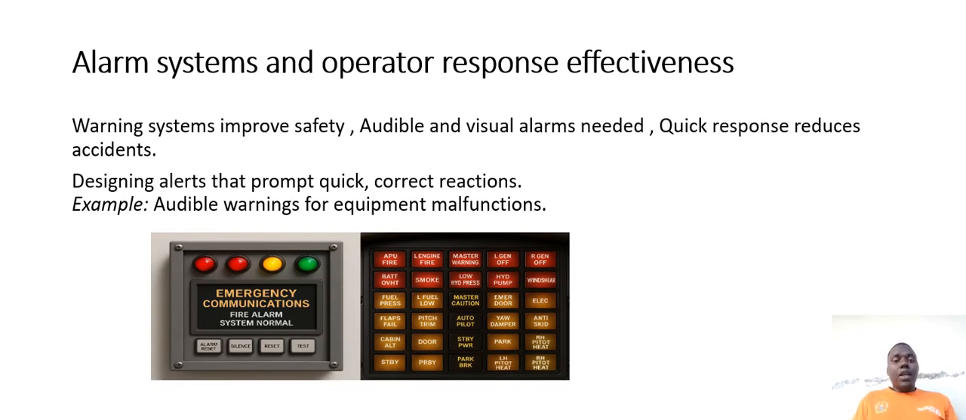Another point is alarm system and operator response effectiveness. A warning system improves safety. Audible and visual alarms are needed when you are on very high machines. It can cause many accidents, and when you have the alarms, you can get information easily to avoid those accidents. Quick response reduces accidents. Yes, designing alerts that prompt quick, correct action. Example, audible warning for equipment malfunctions.